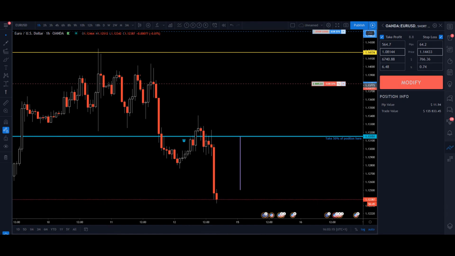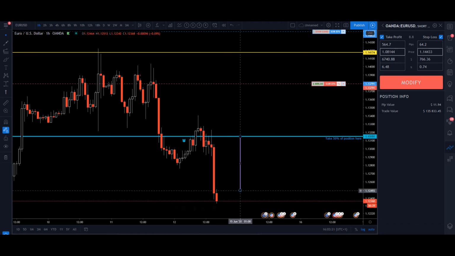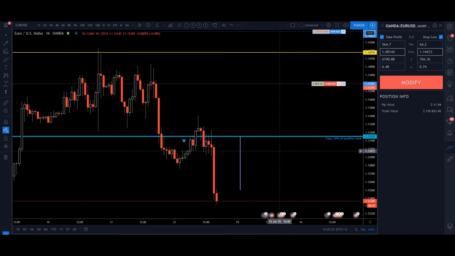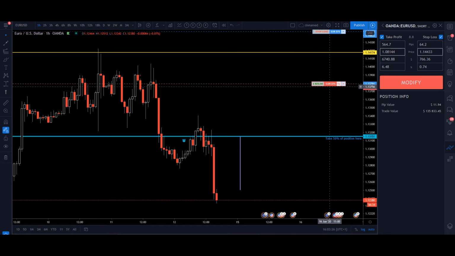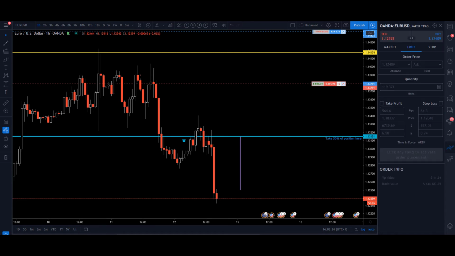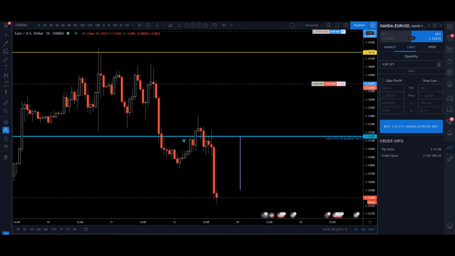So what I need to do is buy half of that. Now, why do I need to buy? Well, because we're currently in a sell situation, and to take off that half position, I need to buy back half of this 119371 to cancel out the sell of half the position. So I'm going to modify, and I'm going to buy at the market, which means I want to buy straight away.